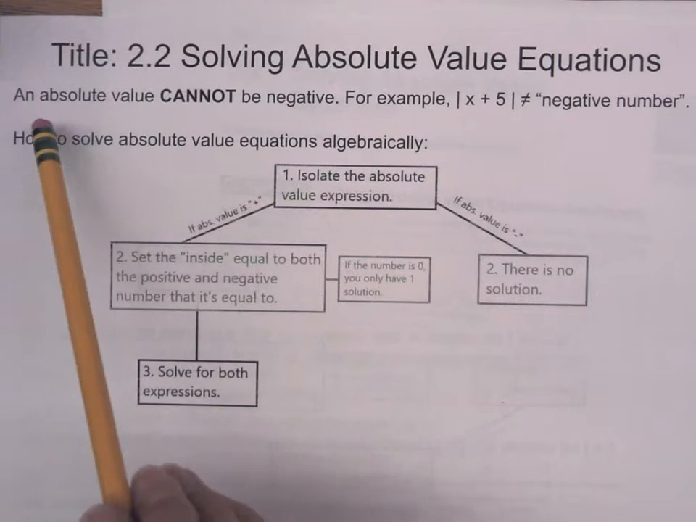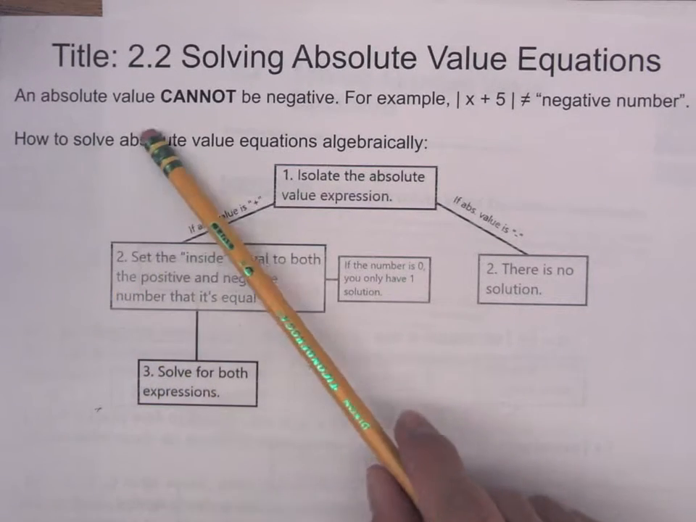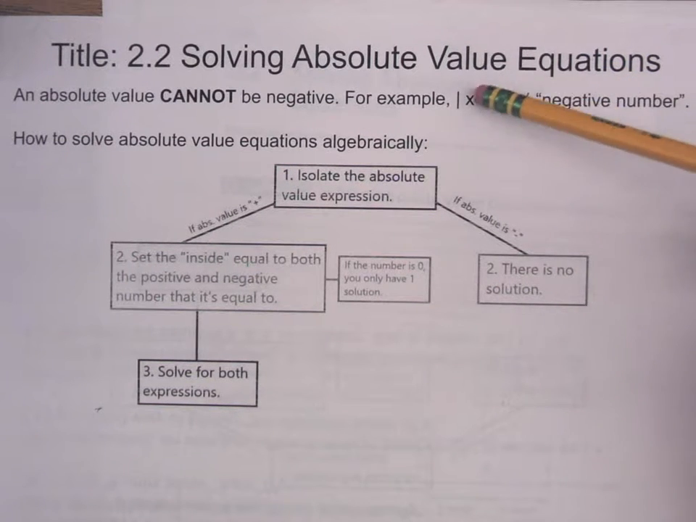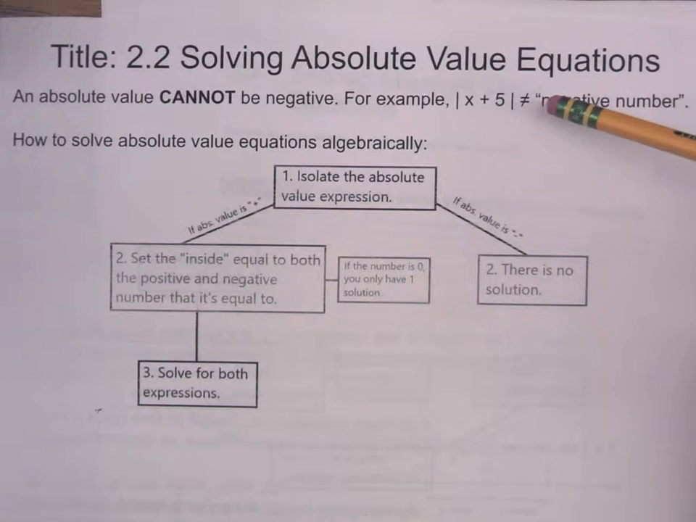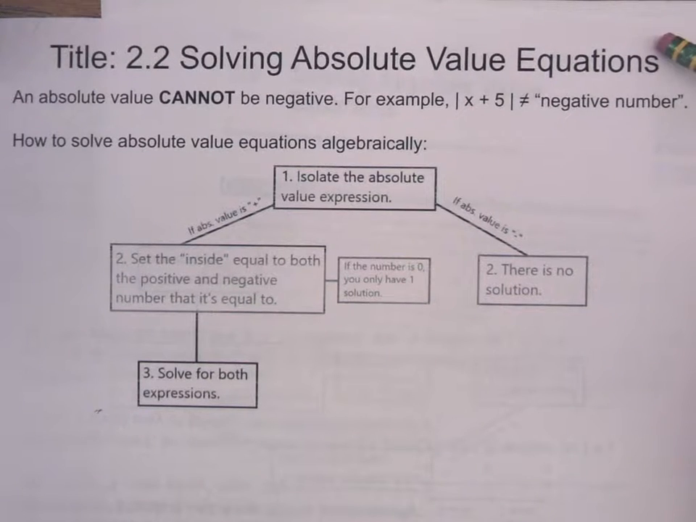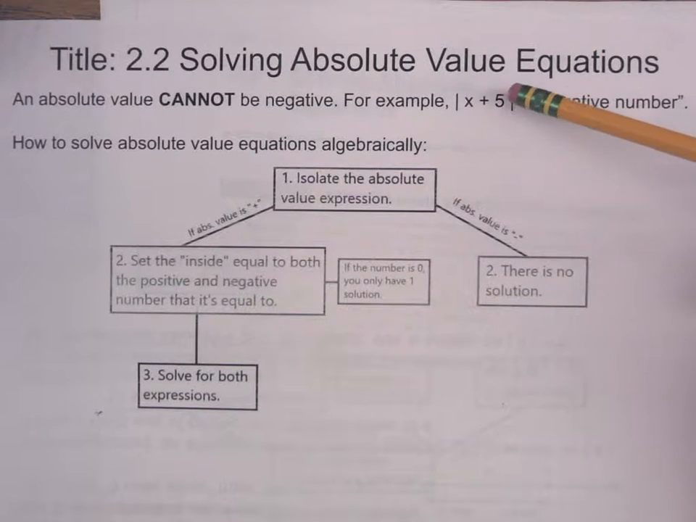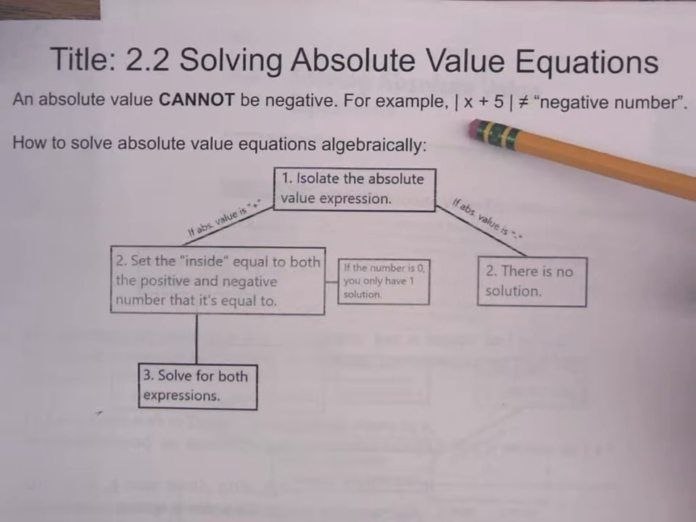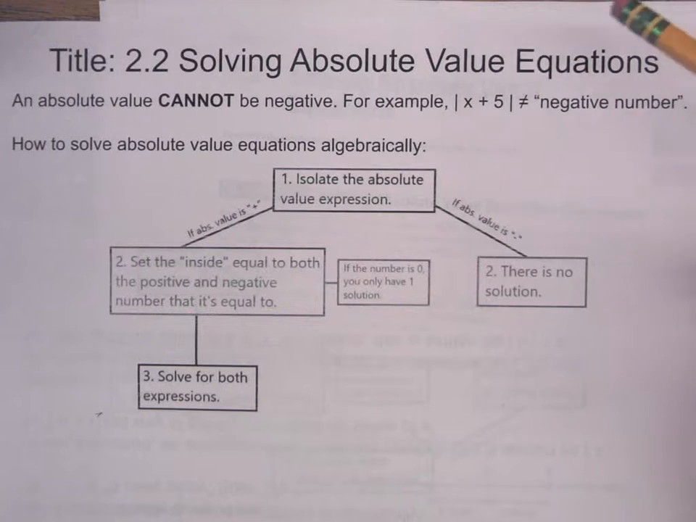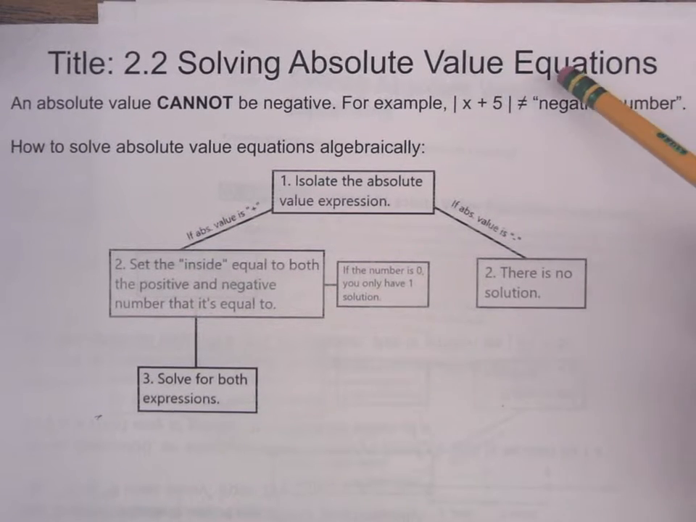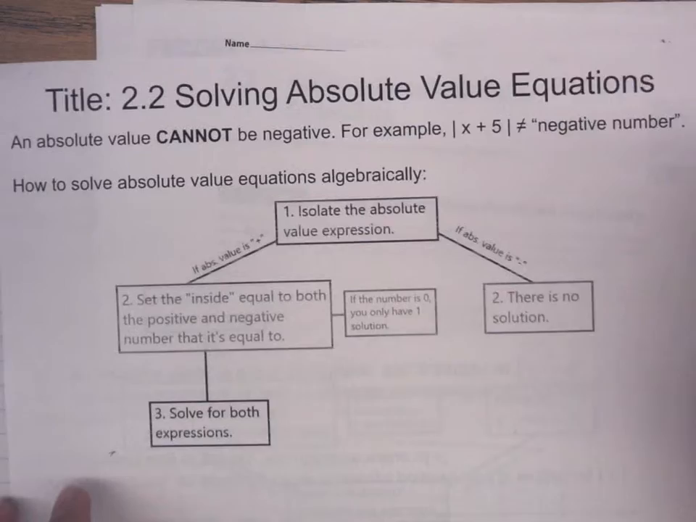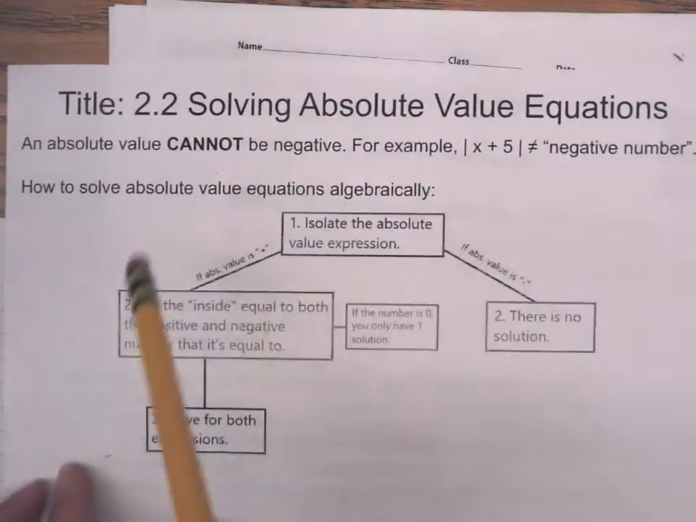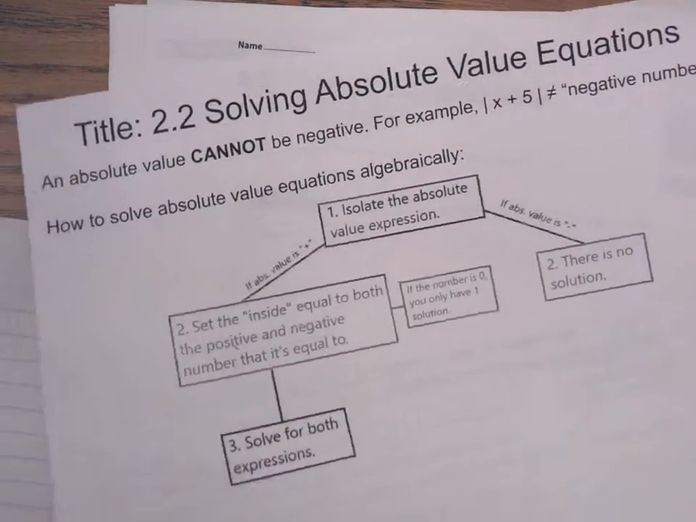Okay, but basically here, first part, an absolute value cannot be negative. So for example, if you have something like this, absolute value of x plus 5, it cannot equal a negative 3 or a negative 10. The reason being is because anything that's inside this absolute value, if it's negative, it's going to become positive. So this is not a true statement, right? If you have it equal to a negative number, that can never happen. Okay, so we'll refer back to this later, but I want to show you the example.